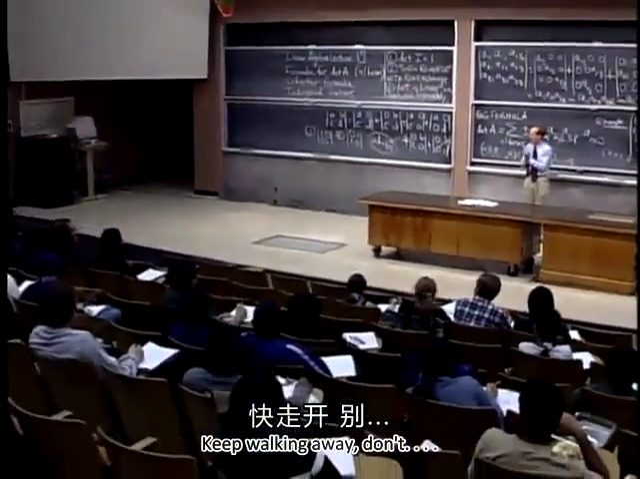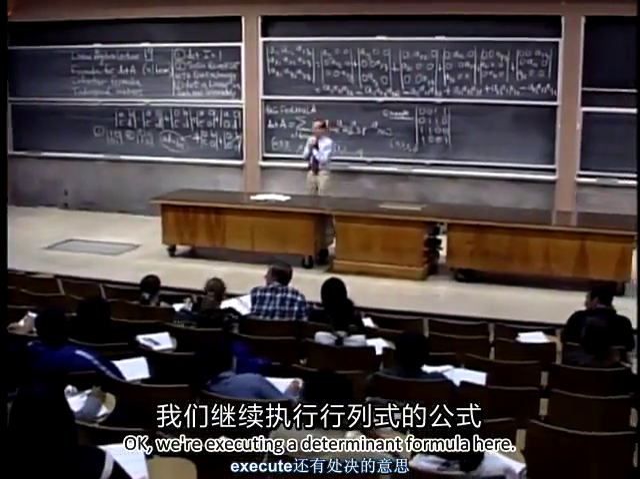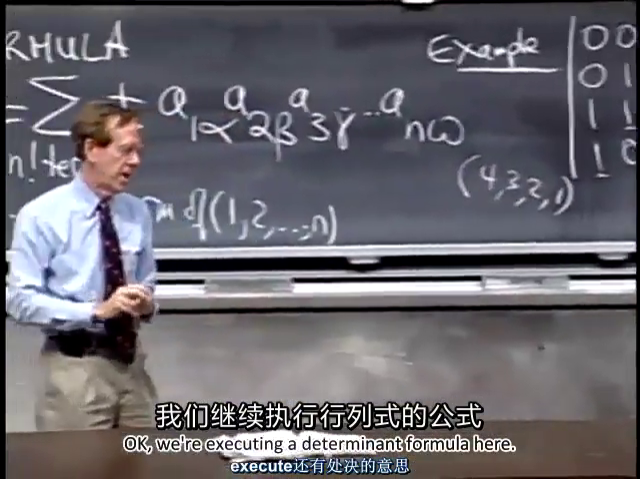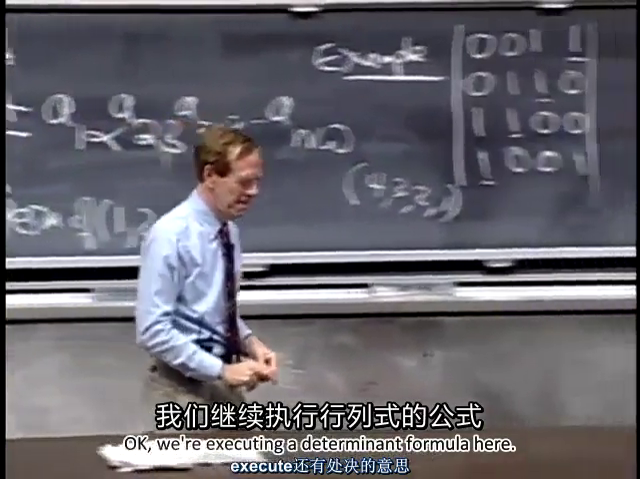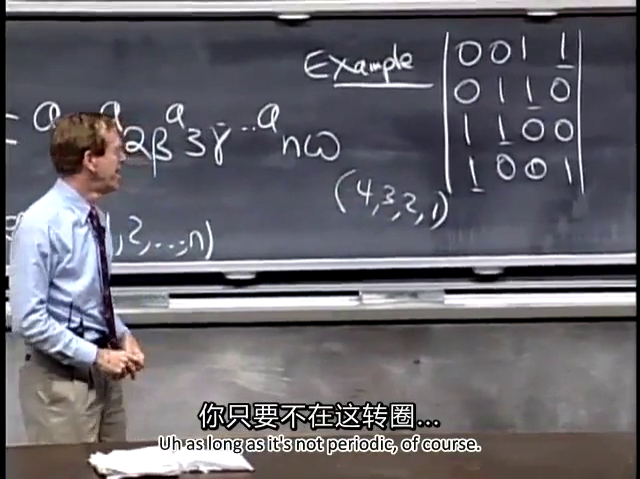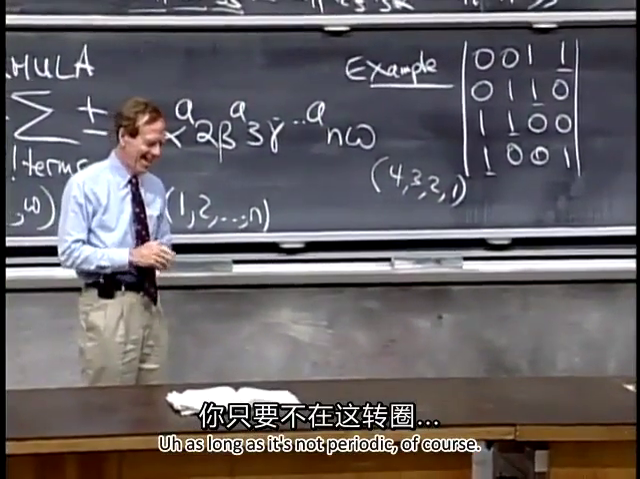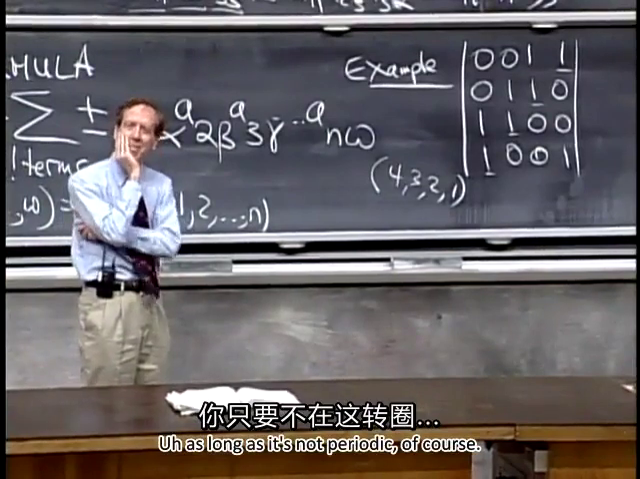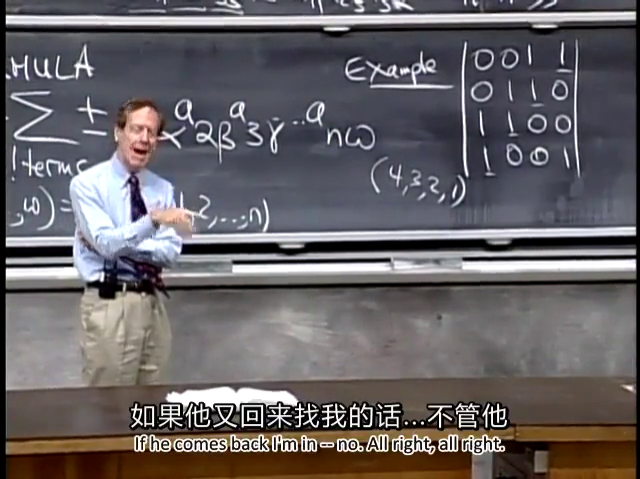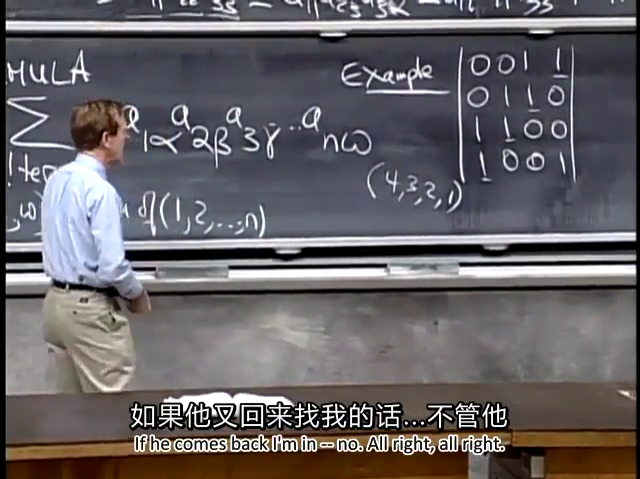Keep walking away. Don't. Okay, we're executing a determinant formula here. As long as it's not periodic, of course. If he comes back, I'm in. No. All right. All right.